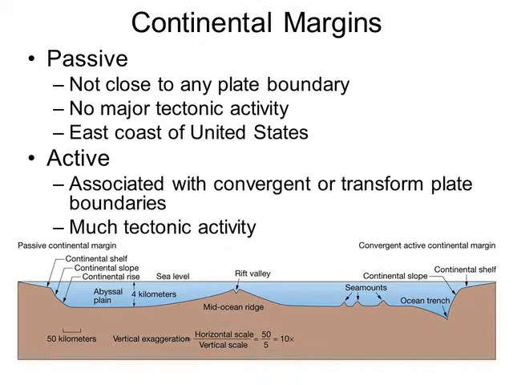So that would be known as a passive margin versus an active margin, which is near a plate boundary and typically will have a lot of tectonic activity, whether it is earthquake or volcanic in nature. It has both of them. Typically, you'll see either transform or convergent plate boundaries. You won't see divergent plate boundaries in active margins.